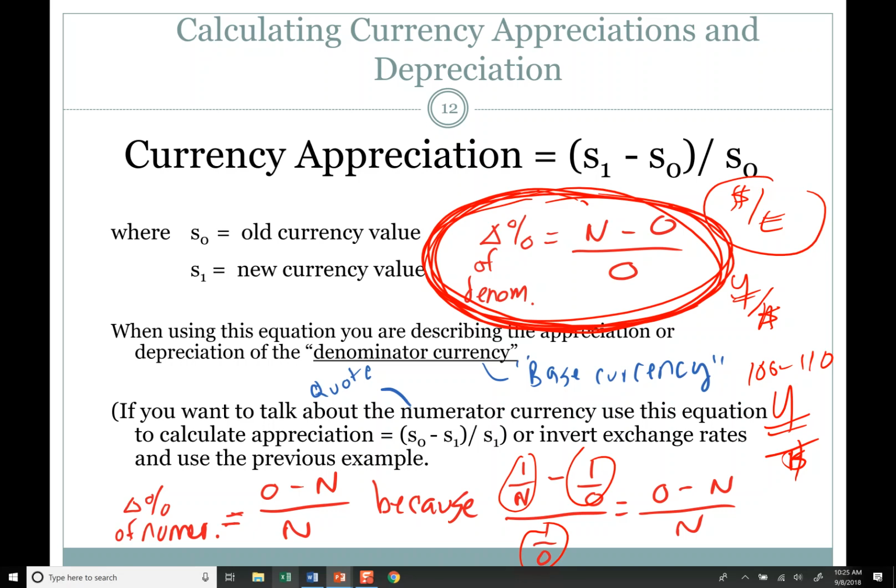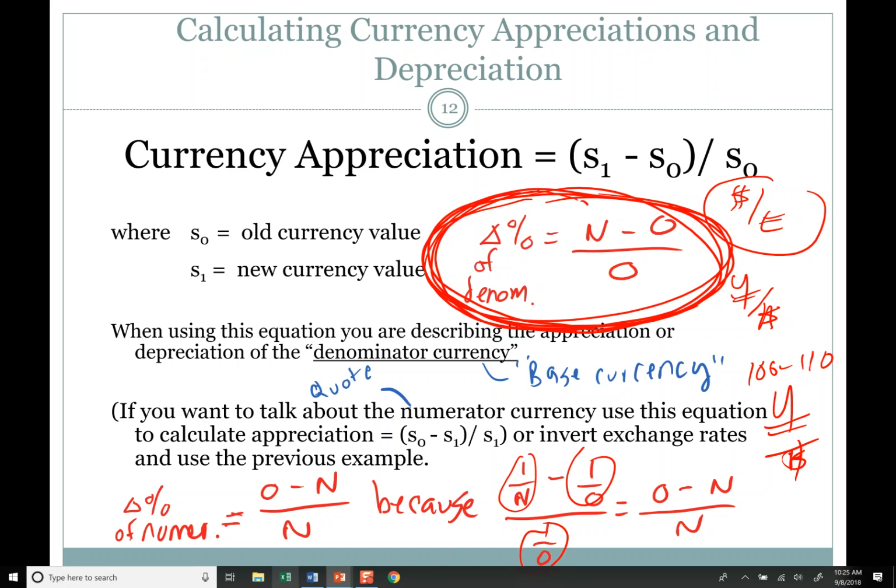You okay with that? So basically what I'm saying is convert everything to direct first, then use the percent change formula. Whatever the evaluation currency that you're trying to find, try to find a way to put it on the denominator. Just make it at a dollar price of it.